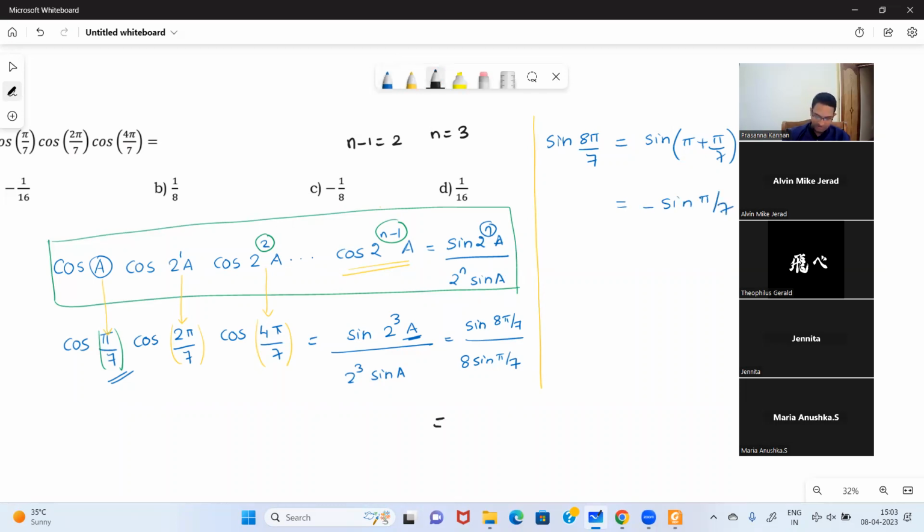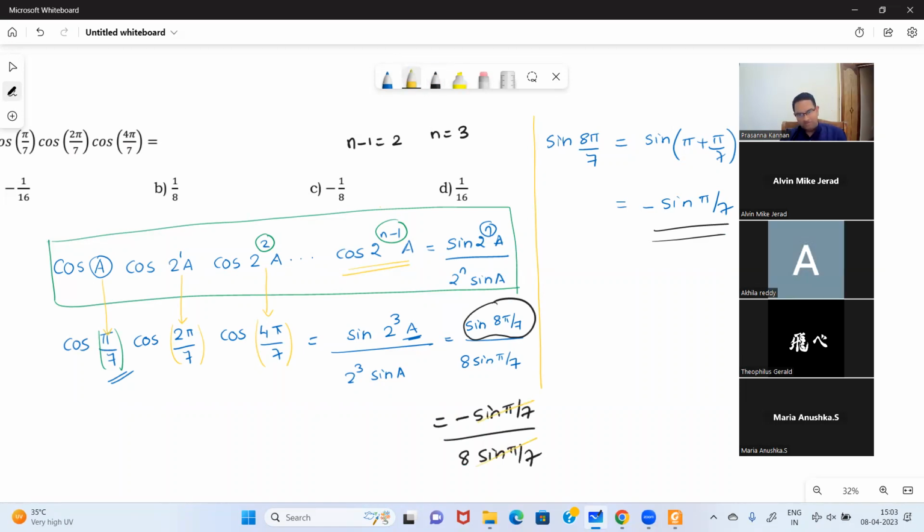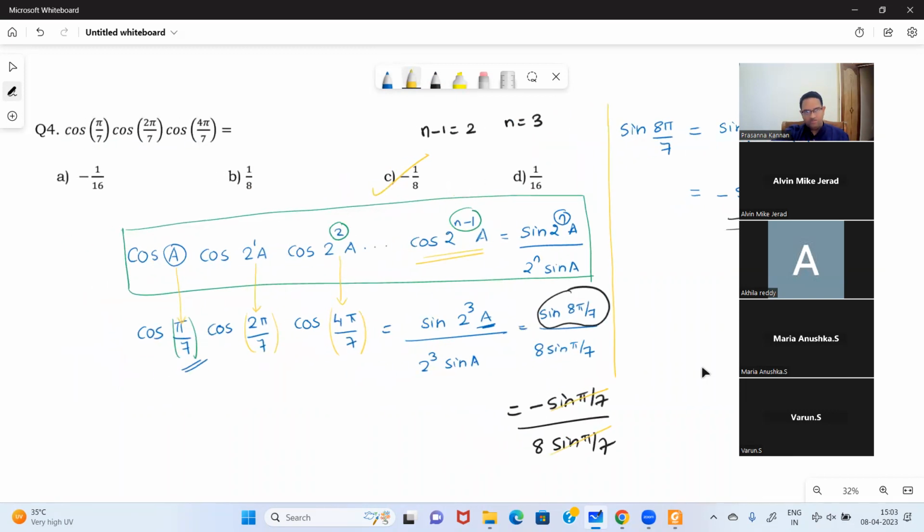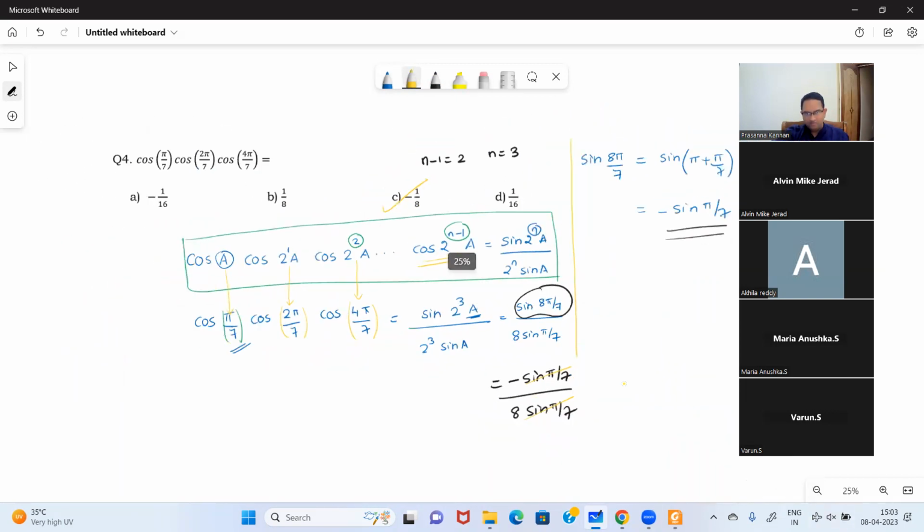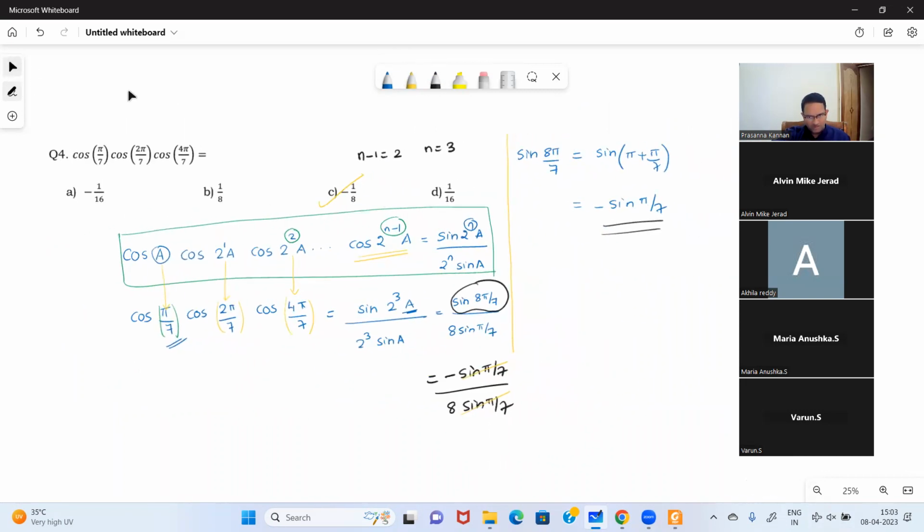So we can write sine 8 pi by 7 as what? Minus sine pi by 7 divided by 8 sine pi by 7. So what will cancel? Sine pi by 7 will cancel. So what do you get? Minus 1 by 8. So which is the right answer for this? Option C. Yes. So you can see, if you know this result, it becomes much faster to solve it.